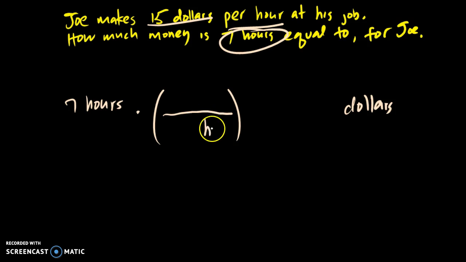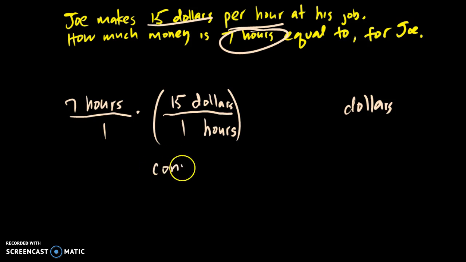I want to get rid of hours. So hours goes in the denominator to cancel out the hours up top in that fraction. And I'm going to end up with dollars. And the relationship is that there is $15 of pay for every 1 hour. That's the conversion factor. And I look at this, I can see hours cancels out, leaving me with dollars over here, which is good.